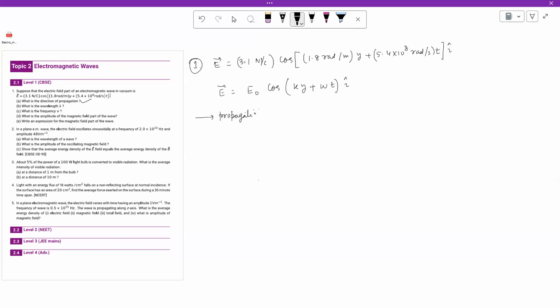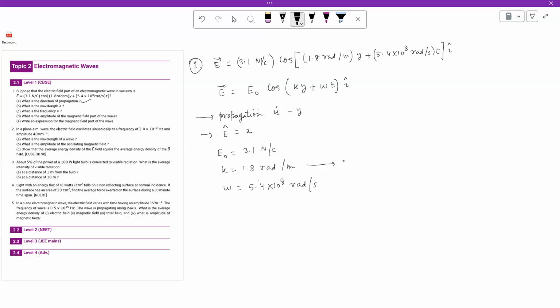we did this part, we are revising that part. So propagation is minus y. The electric field is in the x direction. These are the two things that we know. And also E naught is 3.1 Newton per Coulomb. K is 1.8 radian per meter, which is 2 pi by lambda. And omega is 5.4 into 10 to the power 8 radian per second. So these values we know.